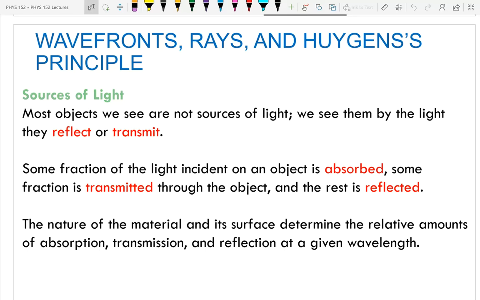Some of you may have more math than others. What does a ray mean in math? It's a line that has a direction, but what distinguishes a ray from a line is it has a starting point, but no end.